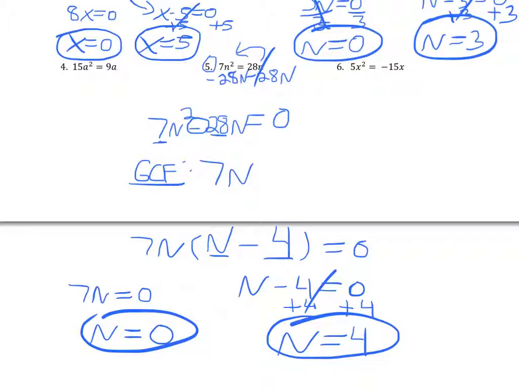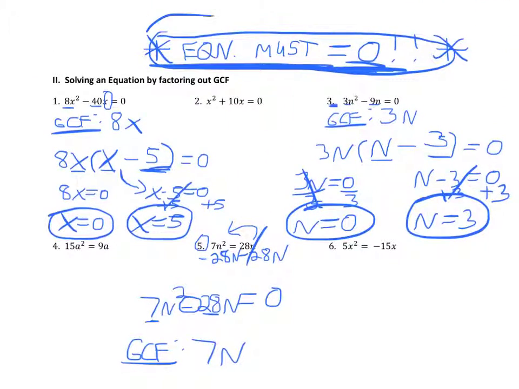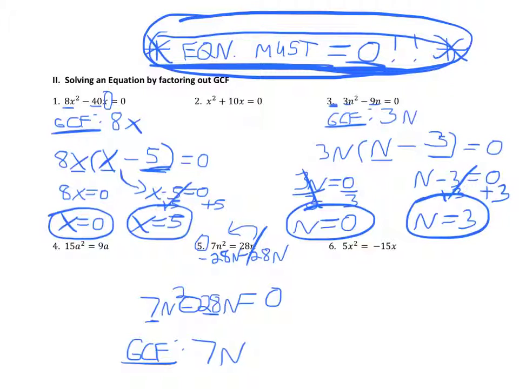All right, so all these, we did get 2 solutions. It doesn't turn out that every time you do get 2, but the main thing when you solve, the very first step, is that the equation must be set equal to 0. So for 4, 5, and 6, you have to do a little bit of rearranging, and then once it's set equal to 0, factor it by taking out the GCF, and then set the factors equal to 0.